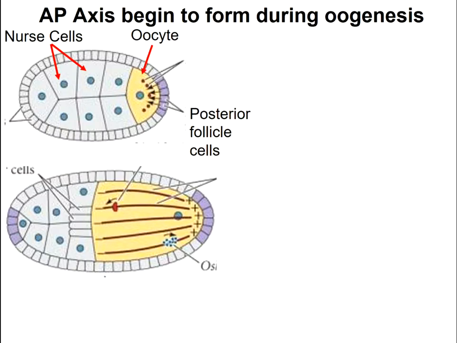So let's have a look at how the anterior-posterior axis is established in Drosophila already at the level of oogenesis. So here you have in this cartoon an example of a growing oocyte, in yellow. So the oocyte now is inside the maternal ovaries. So we are looking inside the maternal ovaries and what happens to the developing oocyte.